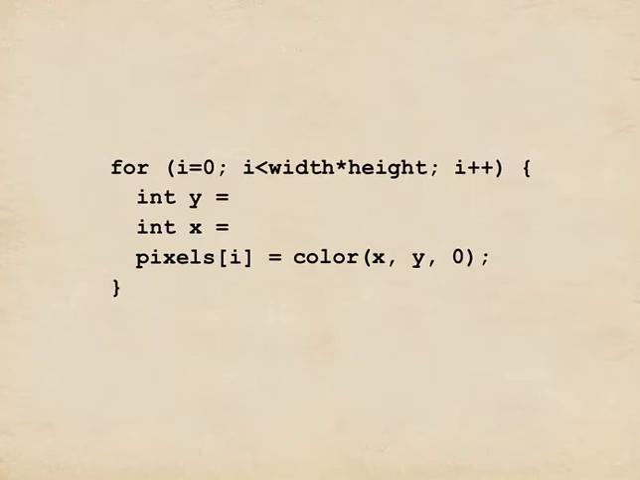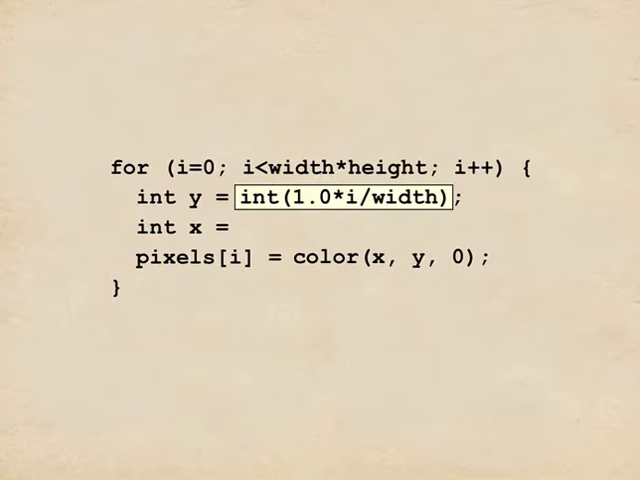So how do we compute y? We use the little recipe from the last slide. We multiply I by 1.0 to make it floating point, divide by width, and then take the integer result of all that. We just throw away the fractional part. To find x, again, we use what we saw in the previous slide. We take I, and from that we subtract the quantity y times width. So that's all you have to do to convert I to x and y, or vice versa.